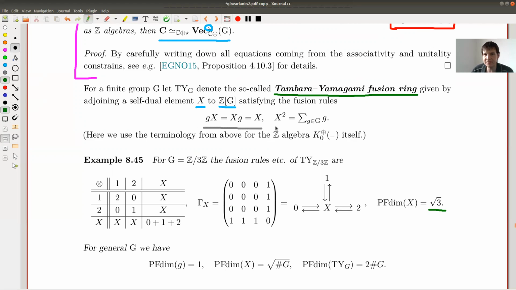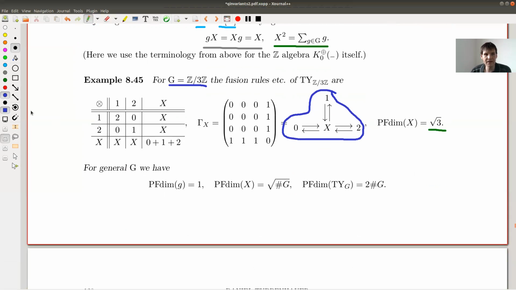So it eats group elements. And if you square it, you get all the group elements. And you can write down the corresponding fusion graph, let's say for G equals Z mod 3, and you would get a Perron-Frobenius dimension square root of 3. And in general, for any finite group, you get this family of fusion rings, which have the following property: group elements have Perron-Frobenius dimension 1, X has Perron-Frobenius dimension the square root of the order of the group, and the whole thing has Perron-Frobenius dimension 2 times the order of the group.